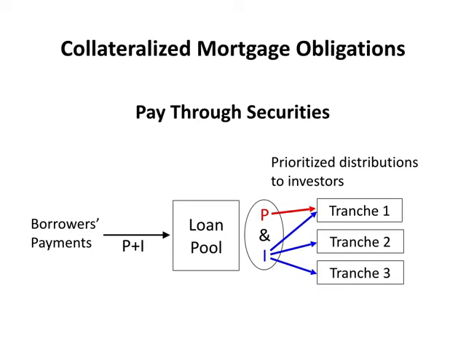Unlike the pass-through security diagrams we looked at previously, where all investors were receiving their proportionate share of both interest and principal, in the CMO structure, the investors in each of the three tranches are receiving interest payments. However, all return of principal is initially being directed only to tranche number 1, the shortest term tranche.